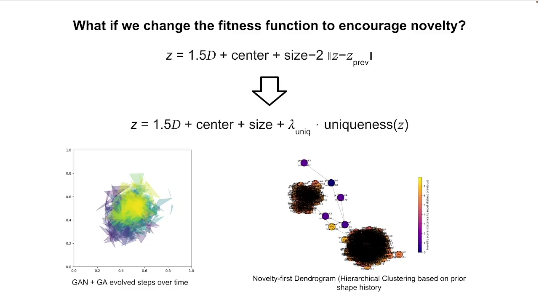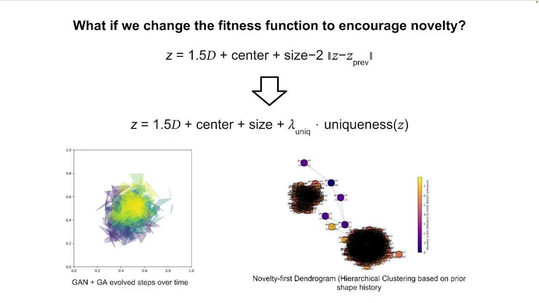We're using this center and size criterion, and we have this uniqueness score, which is basically allowing us to have a novelty first strategy in our selection criterion. So on the lower left hand side of the slide, we have this latent space where we have this GAN and GA output, where over time we have this latent space that's concentrated in the middle, where all the shapes are concentrated in the middle, and it's mostly triangles.